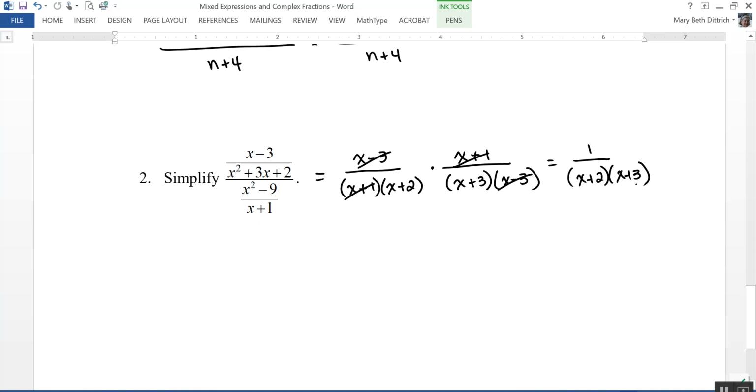So in this video, we took a look at mixed expressions and complex fractions. Turning a mixed expression into a rational expression is a lot like turning a mixed number fraction into an improper fraction. And a complex fraction is just a fraction that has a fraction in the numerator and a fraction in the denominator. Remember that the fraction bar means division, so it basically turns into a division problem.